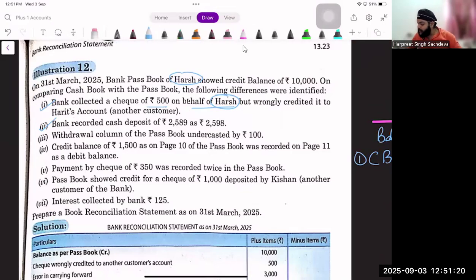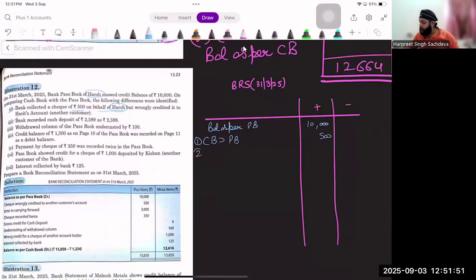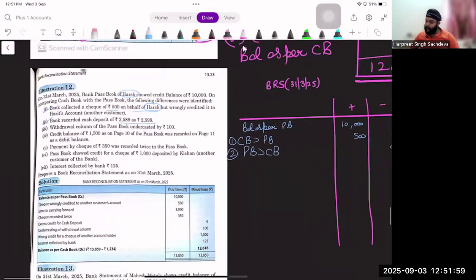Here, Raja, first see what is wrong and what is correct. Actual cash deposit was this. You recorded it as this. This is wrong, this is correct. Now you tell me whether you actually recorded less or more. Actual cash deposit was 2589 and the bank recorded it like 2598. Means the bank is greater, passbook is greater by the difference amount. Passbook is greater than cash book and the difference is 9 rupees. Yes or no? Difference is 9 rupees. Next one.